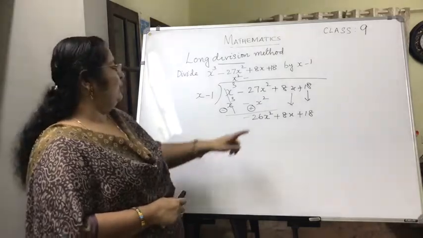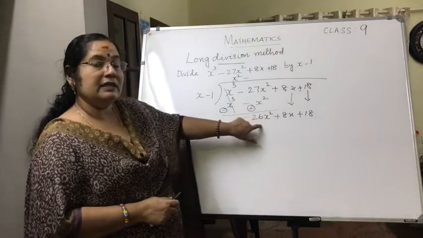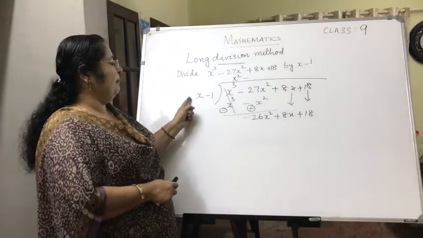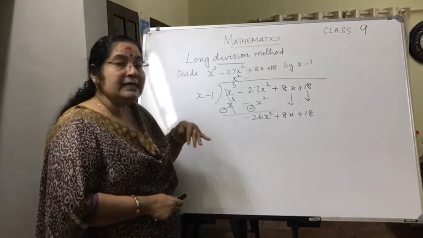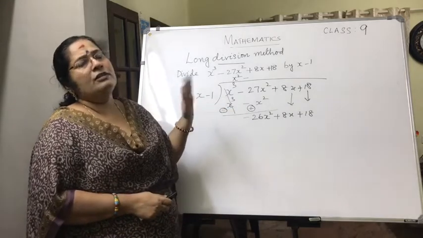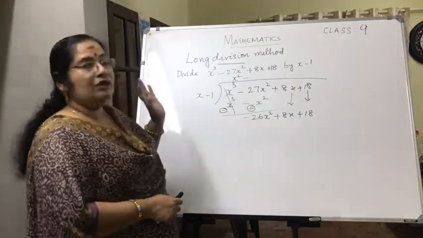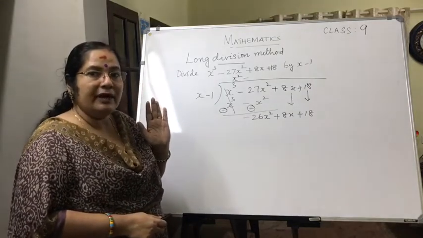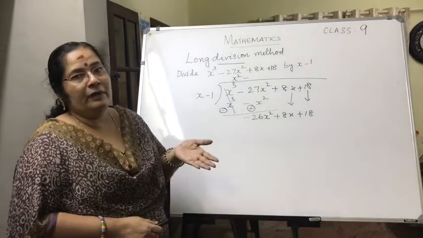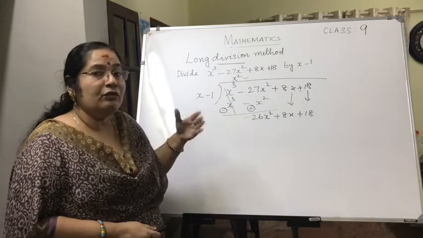Now what do you have to do? What is the power here? X square. 26x square. What is the term? With what number do you have to multiply x so that it becomes 26x square? Use the same laws of exponents here also. x into x will become x square. But you have a coefficient also. 26 is also there. So with what should you multiply?